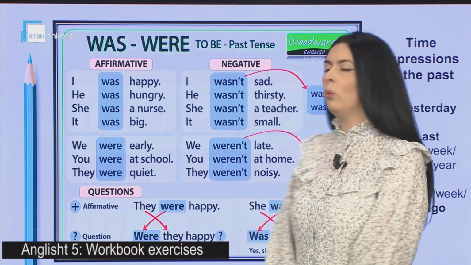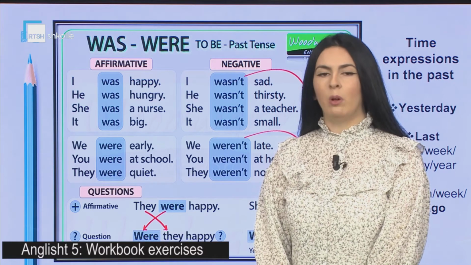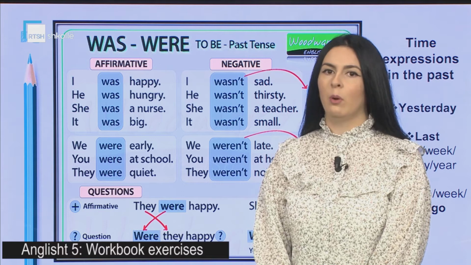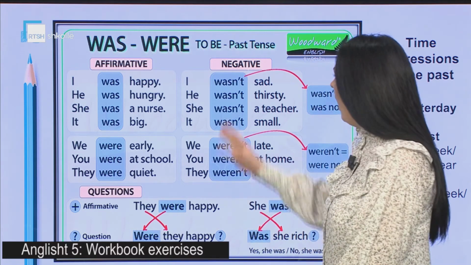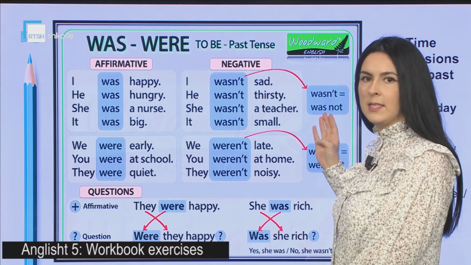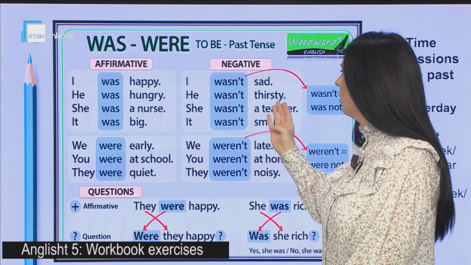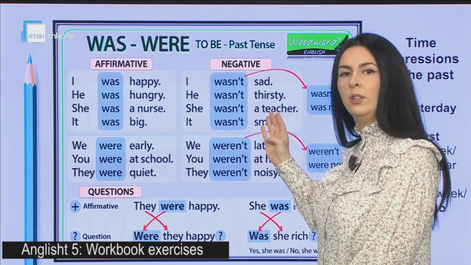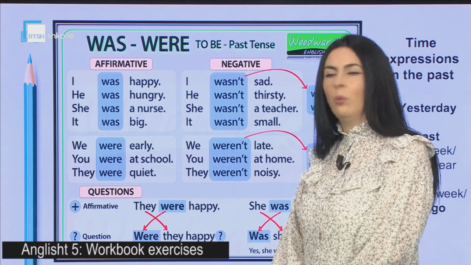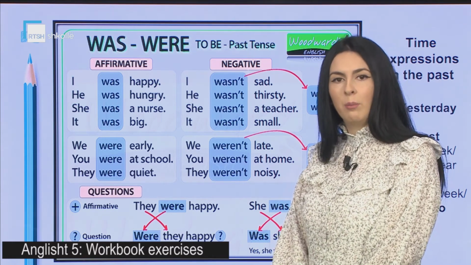Now let's continue with the negative form. The negative form of the verb to be in past simple is formed by adding the negative particle not after the verb was and were. I wasn't sad. Wasn't is the same thing as was not, however, here it's contracted. He wasn't thirsty. She wasn't a teacher, and it wasn't small. These were the sentences in negative form for the singular pronouns.